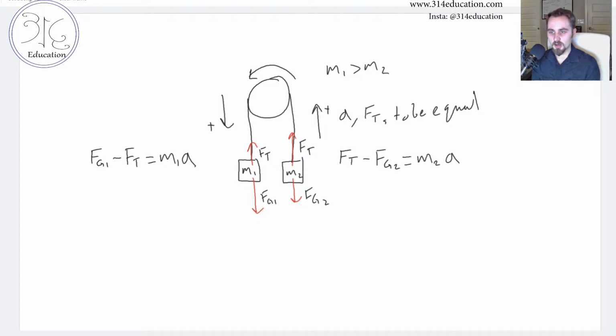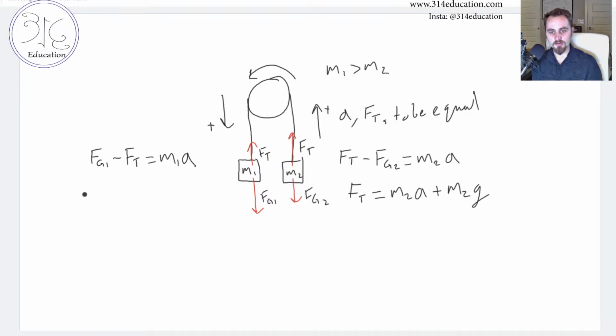And so that means we can use these two equations to substitute into each other to find information about our acceleration. So let's start. I like the look of this m2 equation because Ft is already kind of on its own and positive. All you need to do is move Fg2 to the other side. So we get Ft is equal to m2a plus Fg2. And I'm going to invoke the definition of Fg2 as m2g.